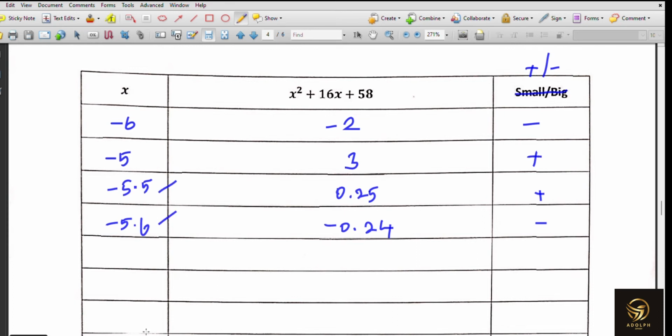As usual, we will try minus 5.55 as the number, and what is the answer we are actually getting? It is 0.0025. It is positive. So the change is happening between these two values. The change is happening in between here.